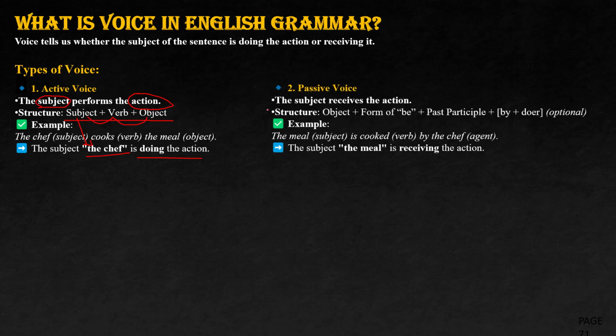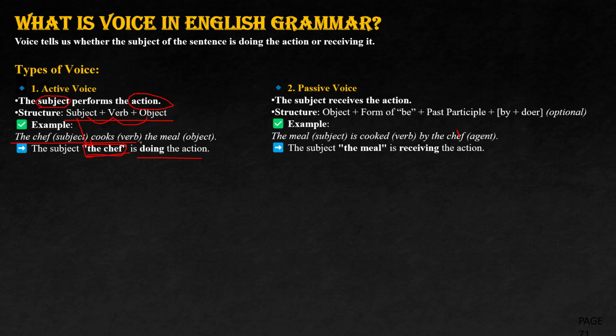Now the same sentence we'll try to do in the passive voice. What happens here is the subject receives the action. Now here the subject is the chef. He will receive the action. For example, the meal is cooked by the chef. Correct. So in short, here the subject is receiving the action. The meal is cooked by the chef. So here you can see the difference.